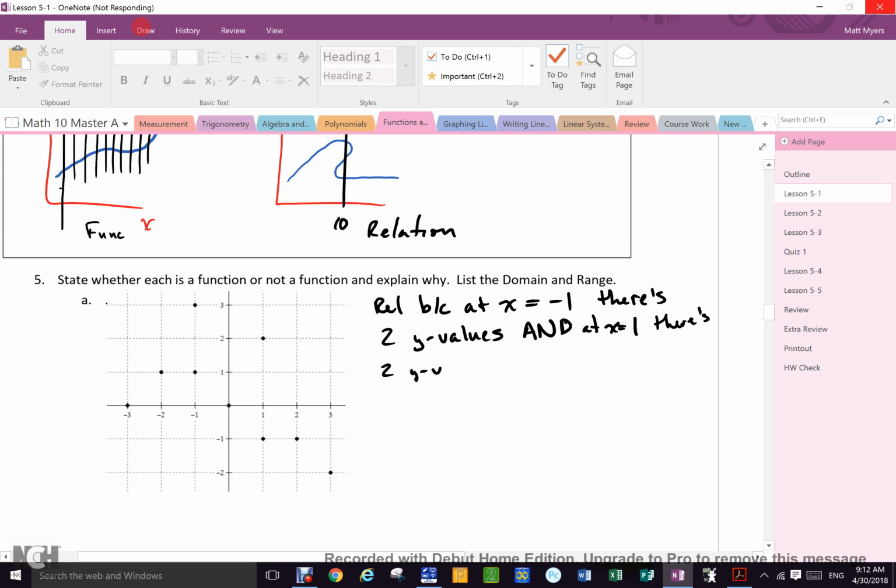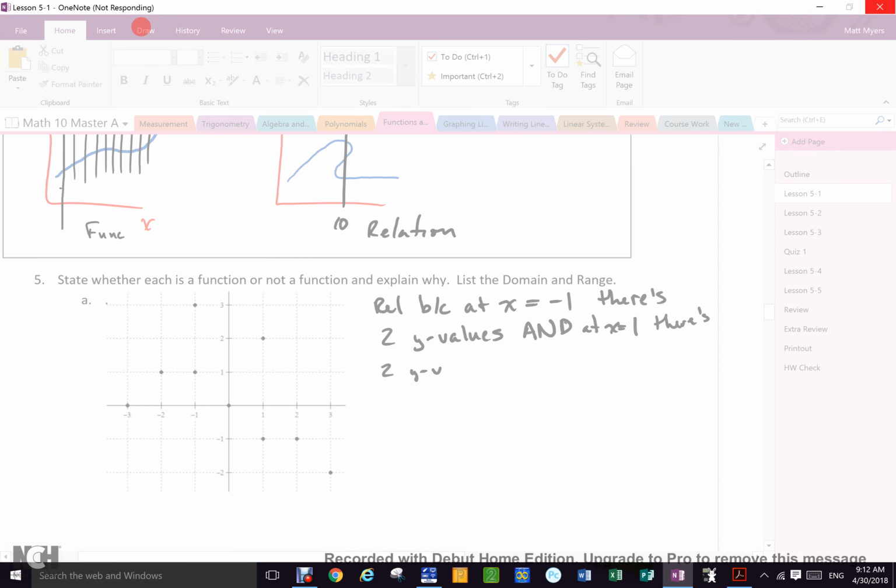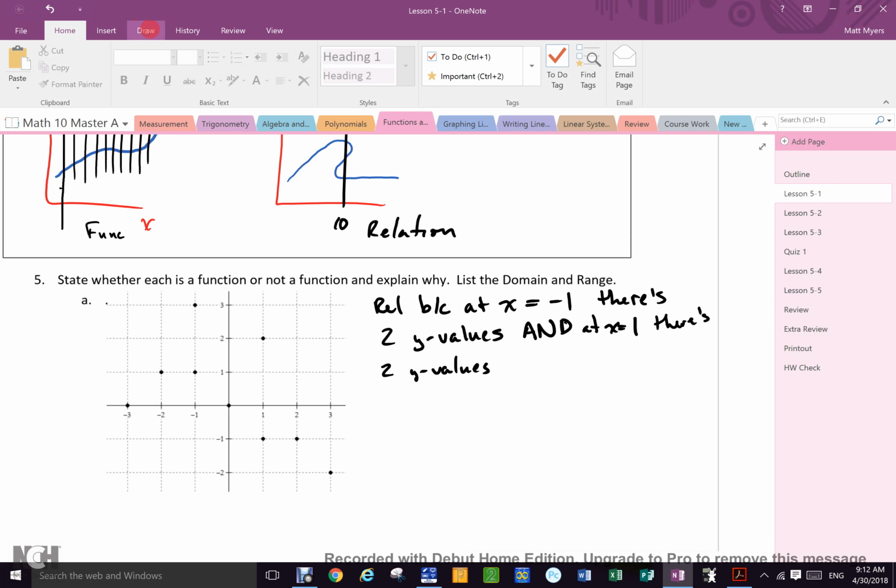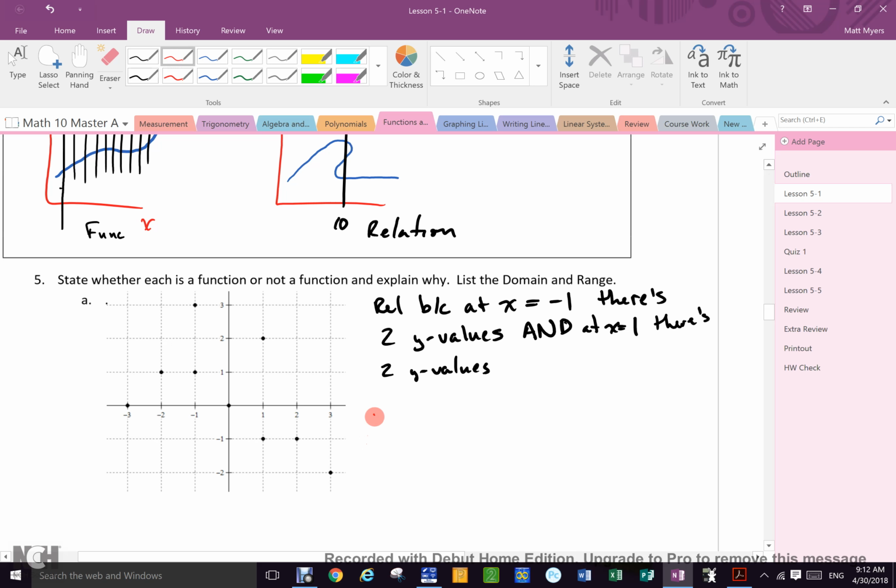What is the domain and what is the range? The domain is the set of independent variables. The independent variables are on which axis? X. So I'm only caring about x's, correct? What is the lowest x value? -3. What's next? -2. What's next? -1. Then what? 0. Then what? 1, 2, 3.